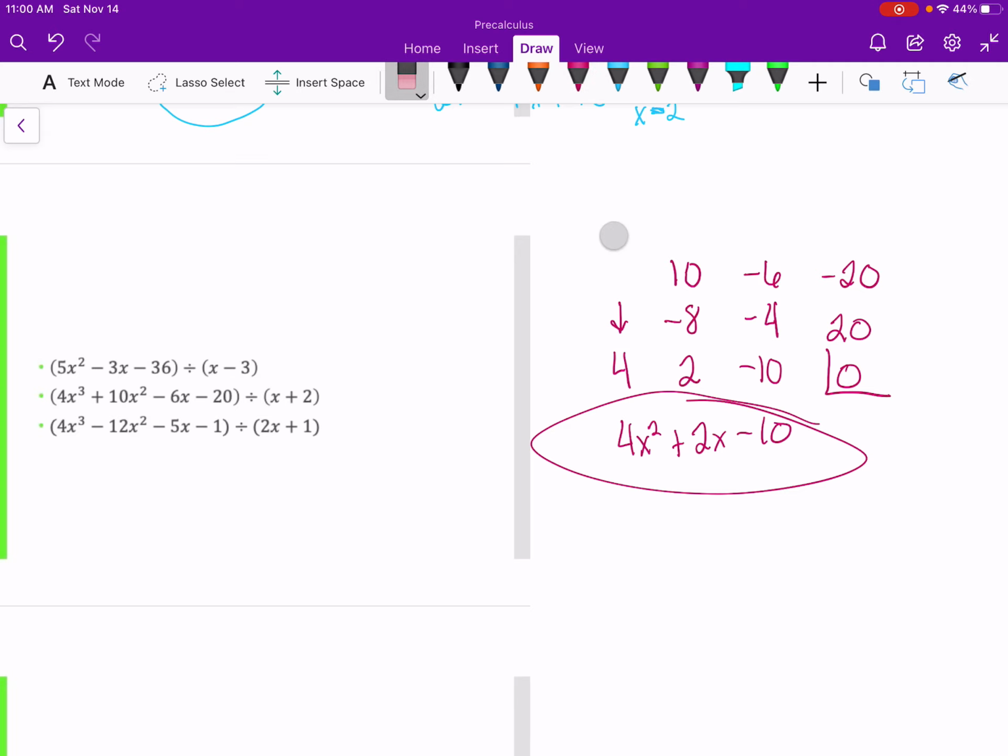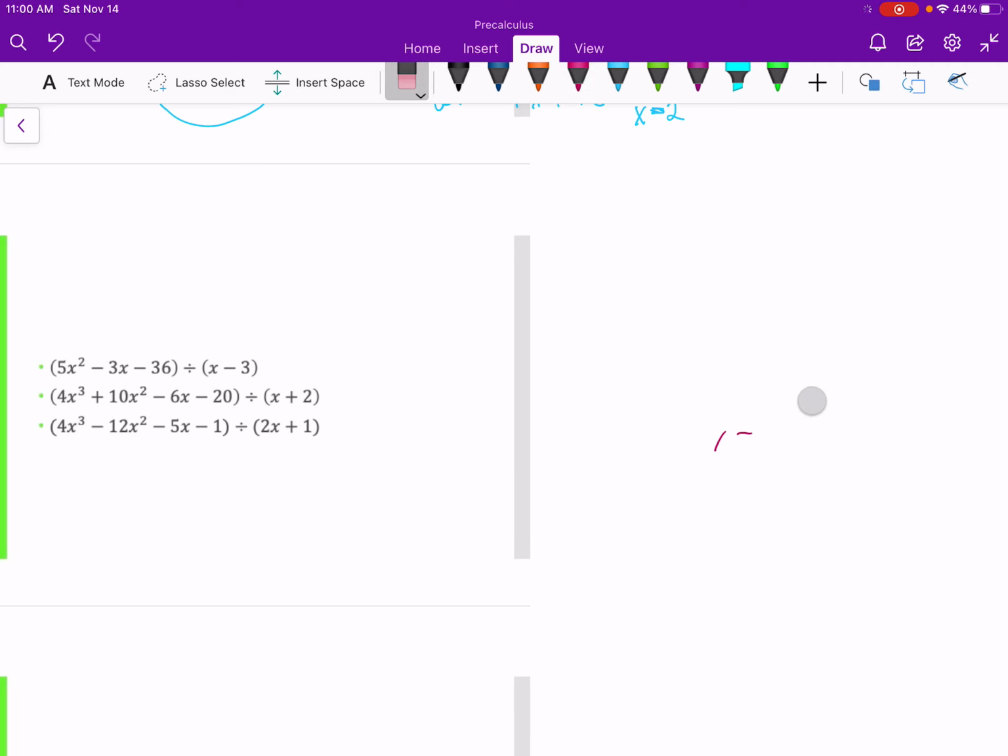And this last one is a little bit different because remember, when we do synthetic division, our rule is that we have to have x minus a number k. And in this case, we have a 2 in front of the x. So what we're going to do is divide every single term by 2. So 4x cubed becomes 2x cubed. Minus 12x squared becomes minus 6x squared. Minus 5x becomes minus 5 over 2x. And minus 1 becomes minus 1/2.